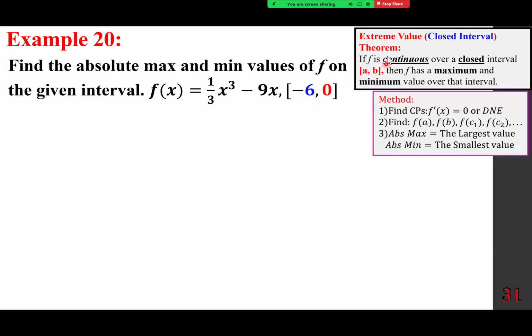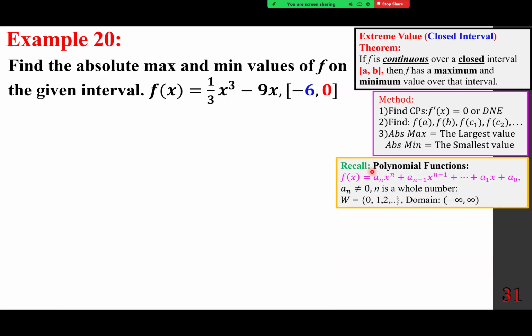Now, to go back to this continuity and closedness, closedness is given. The very first thing you have to discuss is whether the function is continuous. And if you're claiming it's continuous, why? You have to be able to come up with a domain. This function is a polynomial, and all polynomials are continuous from negative to positive infinity. Recall, polynomial functions are in the form of f of x equals a sub n x to the power of n, all the way to a sub 0. So this is degree n, this is the leading term, and a sub n is the leading coefficient. A sub n is not equal to 0, n is a whole number.